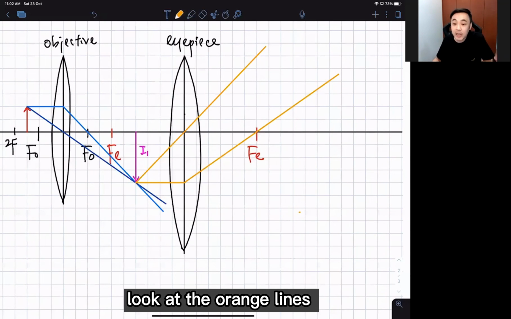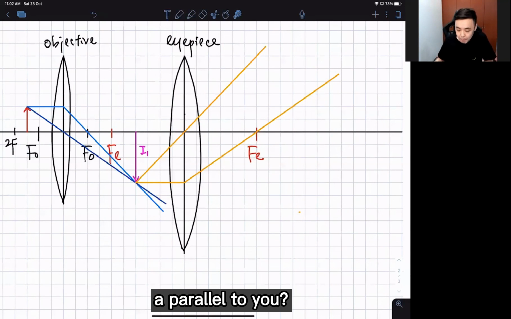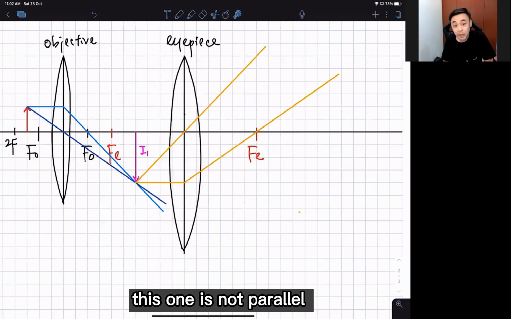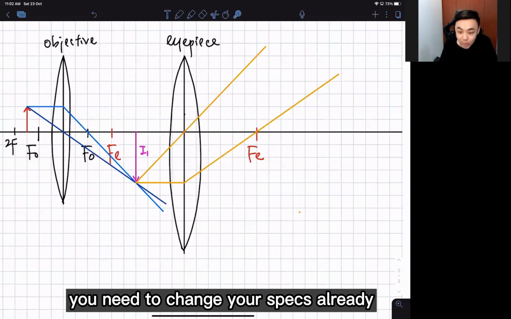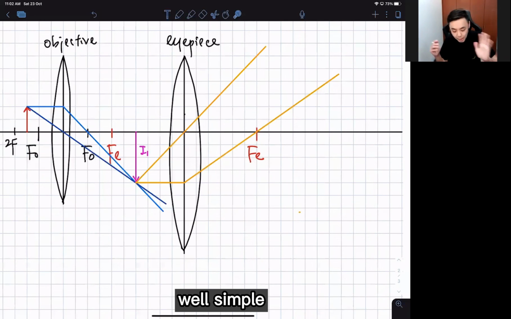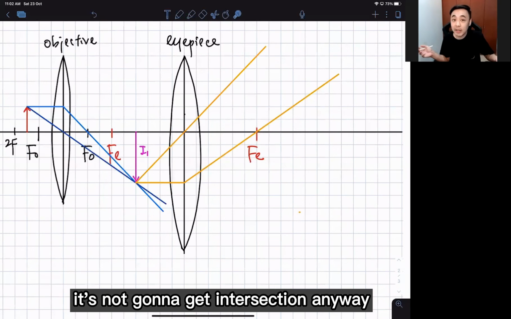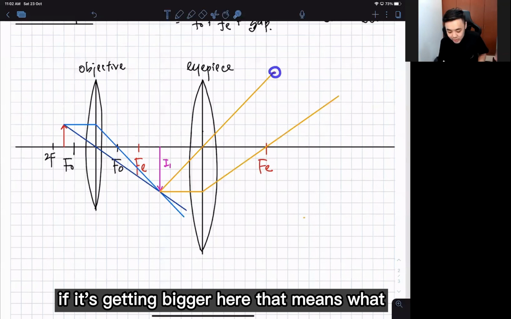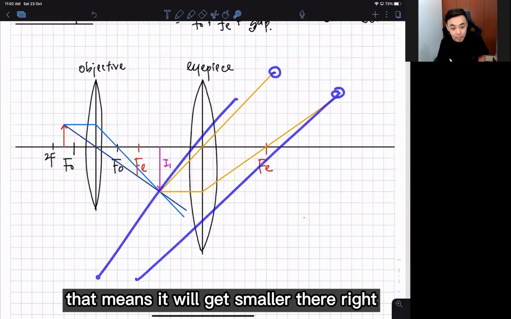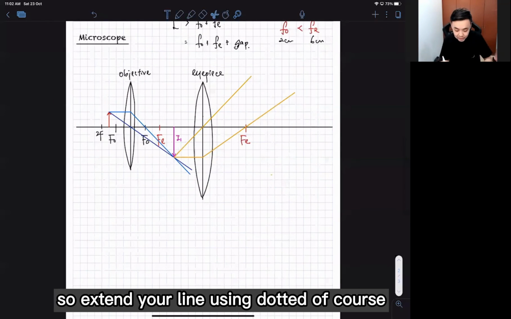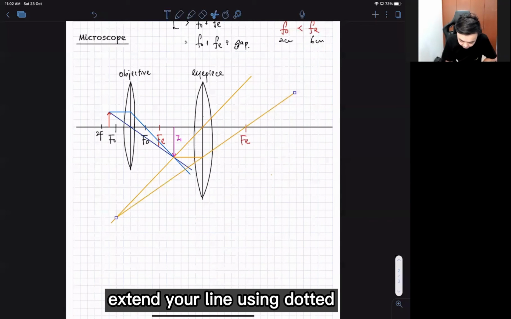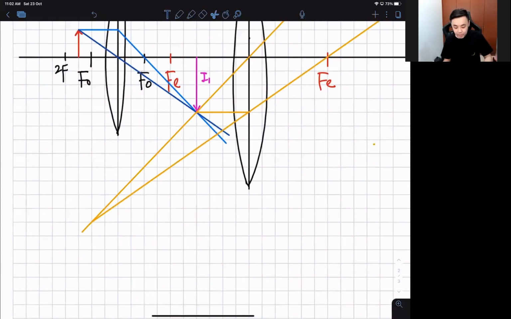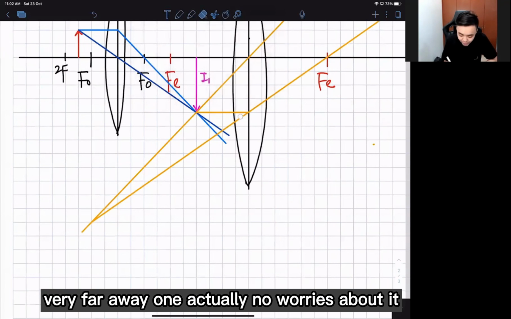Now, look at the orange line. Does it look parallel to you? This one is not parallel. If this one becomes parallel, then you need to change your specs already. It's not going to get an intersection anyway. But you see, it's getting bigger. Then you reverse the logic. If it's getting bigger here, that means it will get smaller there, right? So extend your line using dotted lines, of course, and then ultimately you will get intersections very far away.